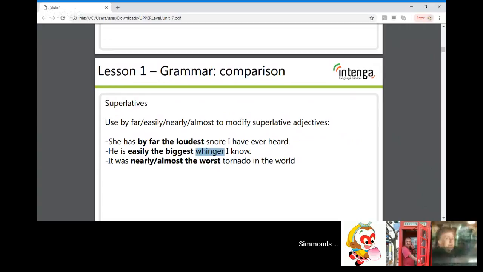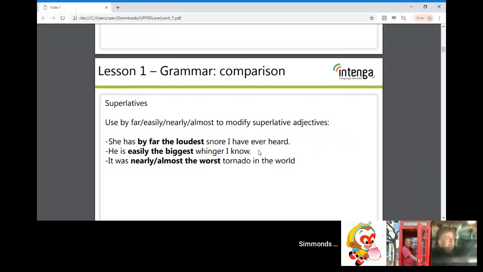Not exactly. This is someone who likes to complain a lot. This has to be a British English word because this is something I do not use, okay? This is someone who likes to complain a lot. And I would say that, for example, she likes to complain a lot. Okay, he is easily the biggest complainer I know, for example. That's what I would say.